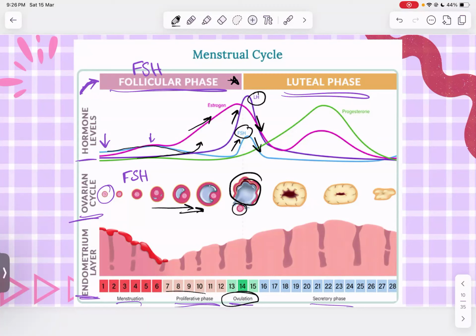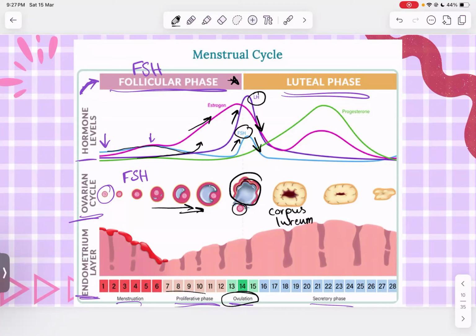What do we call the body that starts degenerating from the follicle? It's called the corpus luteum, I believe. Corpus luteum basically means yellow body in translation. Corpus means body, luteum means yellow, and it's exactly what we can see here. Why is it yellow? It's because it's made of cholesterol.